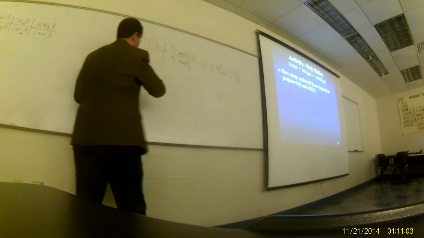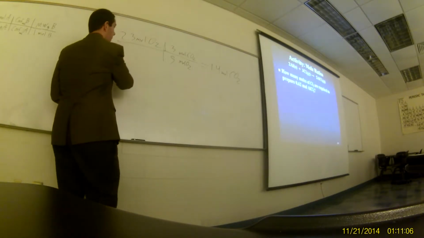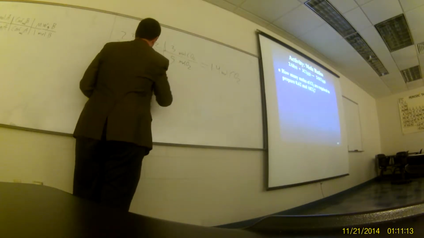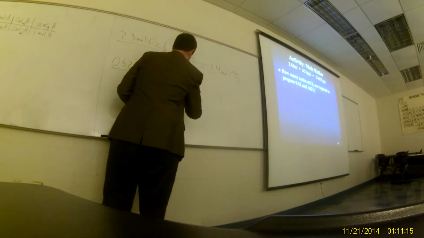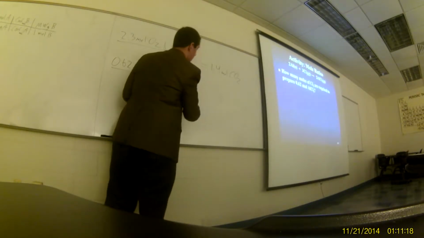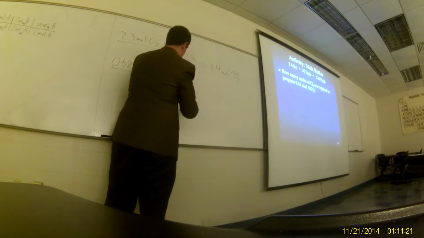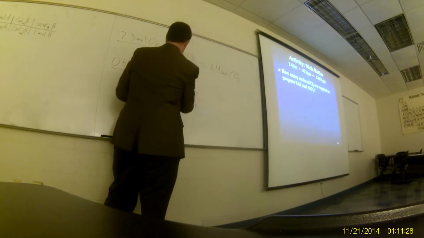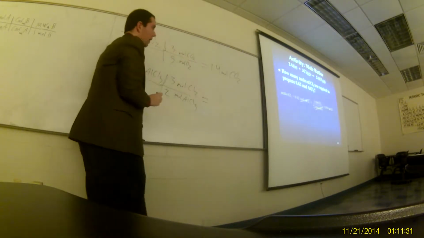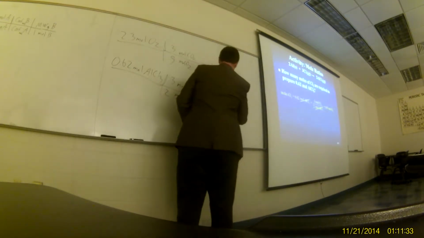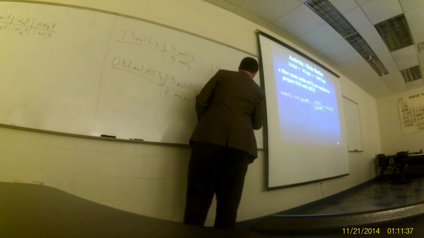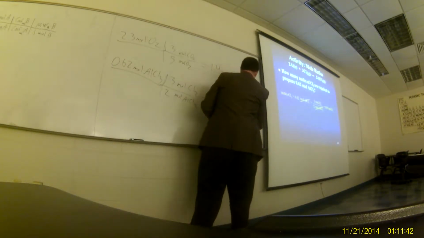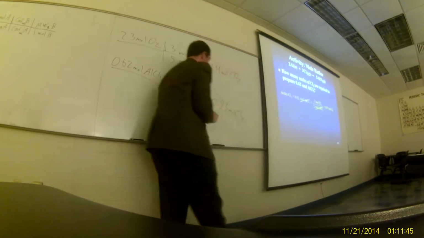But even though we're going backwards, again, our process is not going to change. We have 0.62 moles of aluminum chloride. Moles chlorine. Chlorine is 3. Aluminum chloride is 2. And that's all we have to do. It comes out to be 0.9.